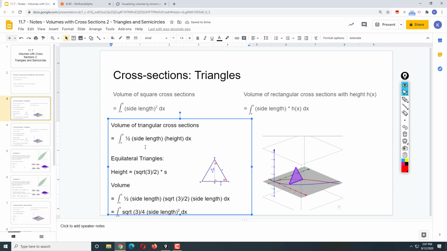So it'll be the integral. For equilateral triangles, it will be the integral of square root of 3 over 4 times side length squared dx. But for triangles in general, it's just the area of a triangle, 1/2 times side length times height, times dx, integrated from a to b.